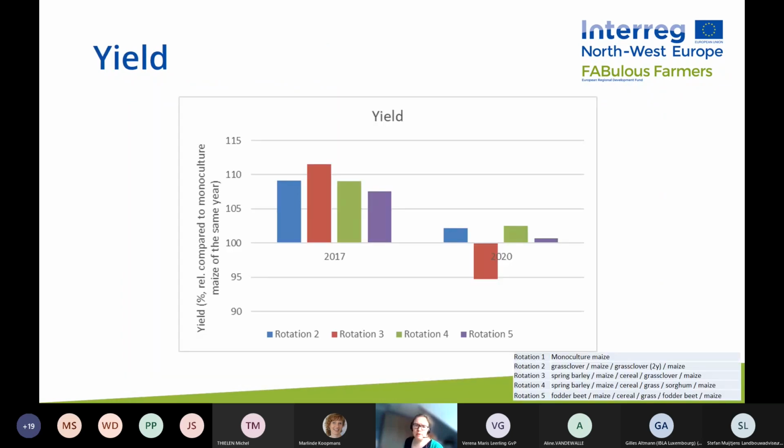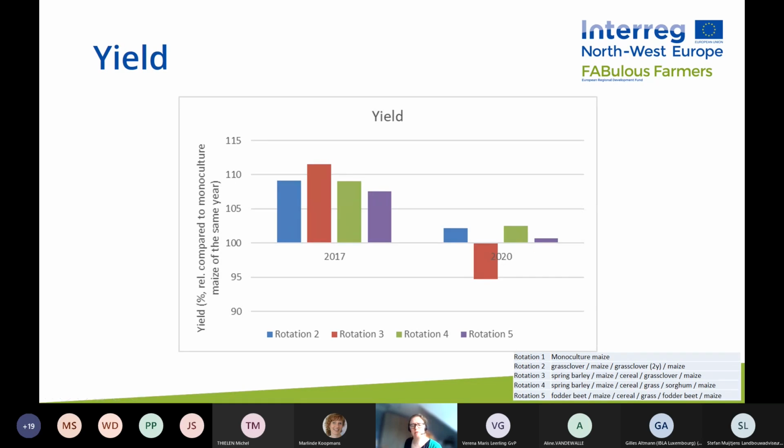And when we take a look at the results, like I said before, 2017 and 2020 were the reference years. So these are the years that also come back in these results. And here you see the results on yield. So in 2017, we were very happy to see that even after 1 year of rotation, we saw a lot higher yield on all the plots within rotation compared to the plot with the monoculture of maize. In 2020, we also saw a higher yield on some plots, but not on all plots.